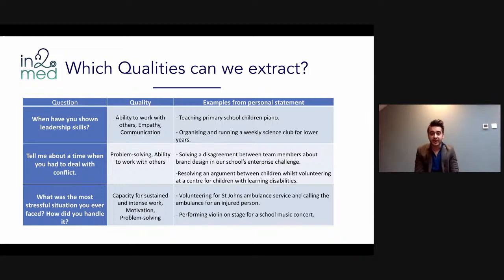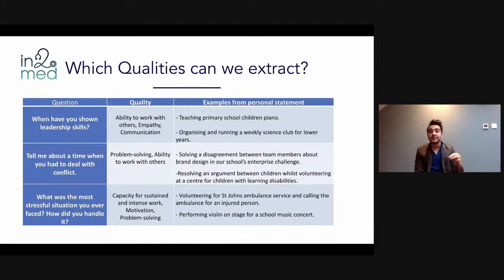If we cover another one, let's look at the last one there. What was the most stressful situation you ever faced? How did you handle it? Now, in this question, there's no mention about any quality. There's no mention about your personal statement as well. So a lot of students might get stumped and start thinking, what do I do? How do I answer this?